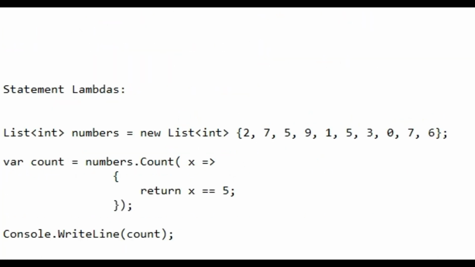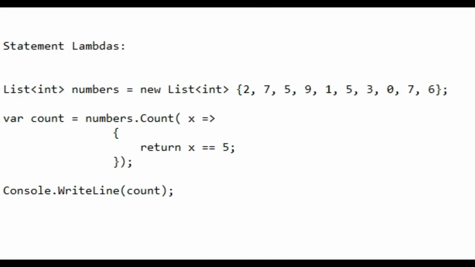Second is statement lambdas. I tend to find expression lambdas, where the body is an expression, like x equals 5 here, easier to understand than statement lambdas, where the body is a block of code, a sequence of statements enclosed in braces. Let's look at a second example. This example is equivalent to the example we had before, this time using a statement lambda. This time, the lambda expression used inside of the Count is x goes to return x equals 5.